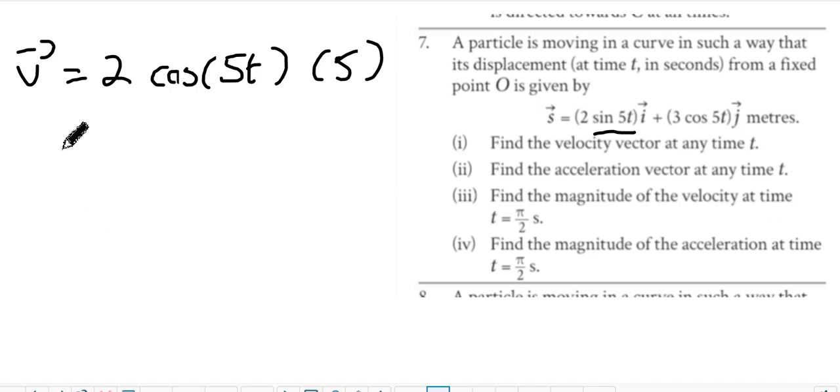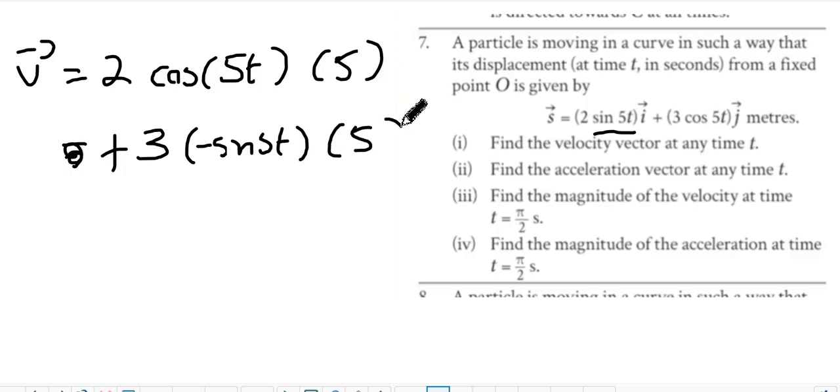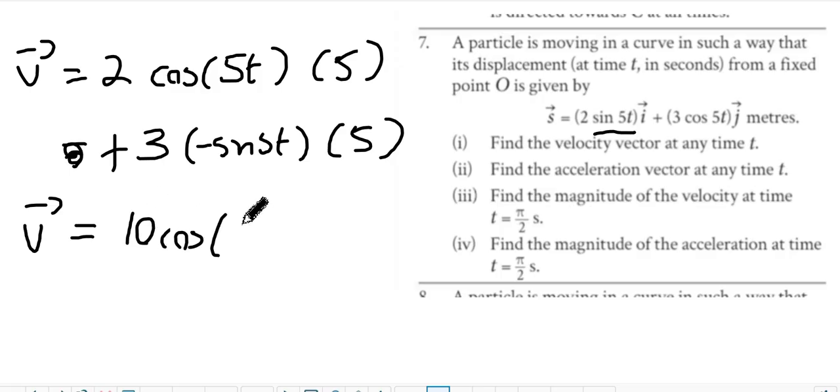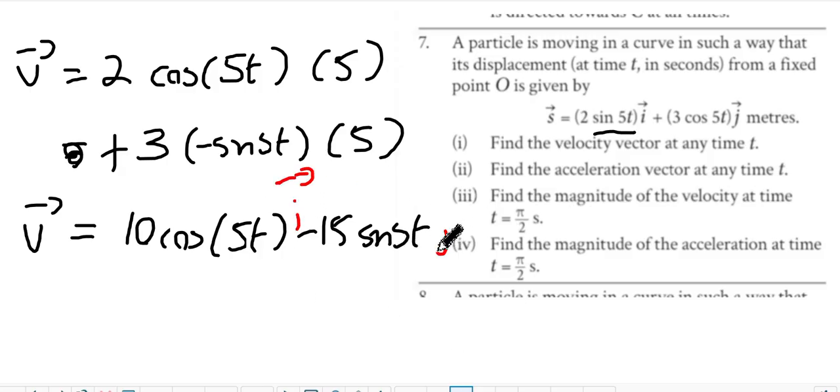And then we'll do the other one while we're here. 3 minus sine 5t multiplied by 5, because we differentiate the angle as well. So I'll be happy that the velocity vector is 10 cos 5t minus 15 sine 5t. Now, I forgot my i and j there, didn't I? My i is here and my j is there. All good so far?